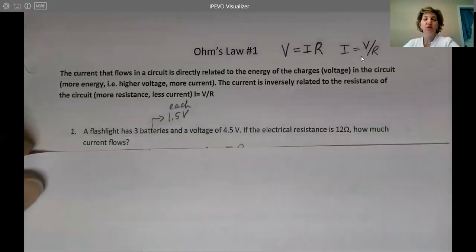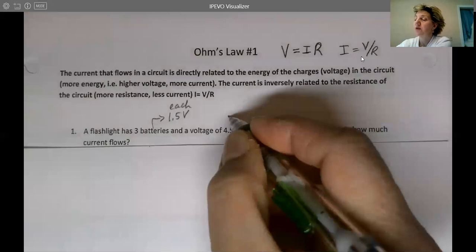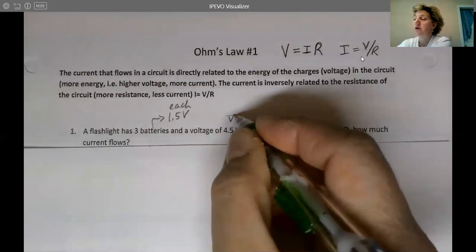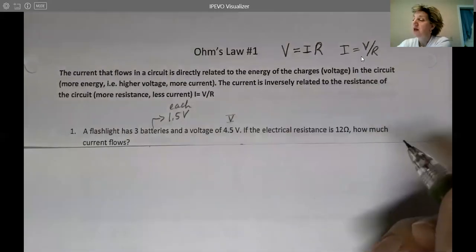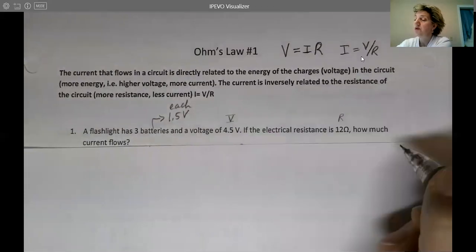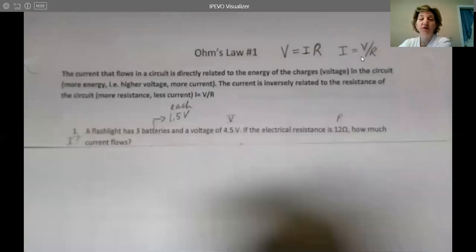Well, let's determine what variables they've given us. They say it's 4.5 volts in terms of batteries, so that we're going to call our big capital V. We might want to use this for a little while so we get used to not thinking that's velocity. Electrical resistance is capital R, measured in ohms. And the question they're asking is about current.